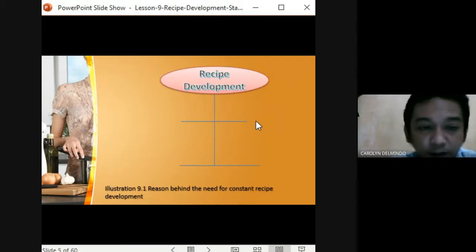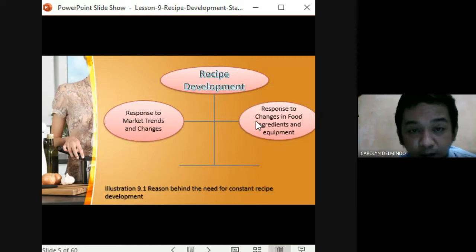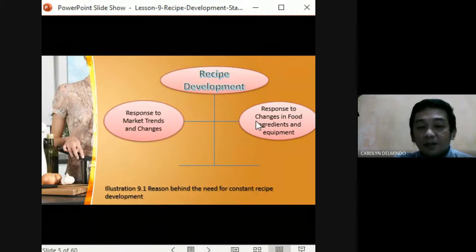In recipe development, we have response to market trends and changes, like my example earlier. Response to changes in food ingredients and equipment. So with this one, for example, if the recipes are easy to make, a company can purchase ingredients and equipment based on their recipes. Okay, of course, just logic, you will not use equipment that doesn't fit what you sell.